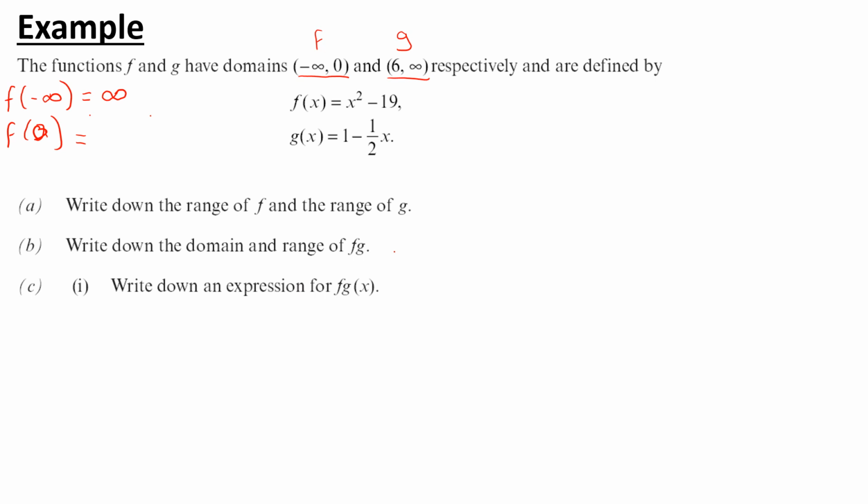Same thing then for 0. This one's obviously easier to work out. If I sub 0 into the function, 0 squared, take away 19 is minus 19. The next thing to do then would be to do a sketch of the graph if you can.